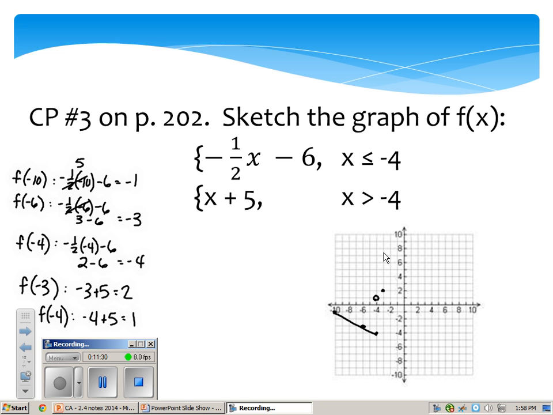Now when you look at this function, it does have a slope of 1, so we know that this is going to keep increasing. And we can finish our graph.